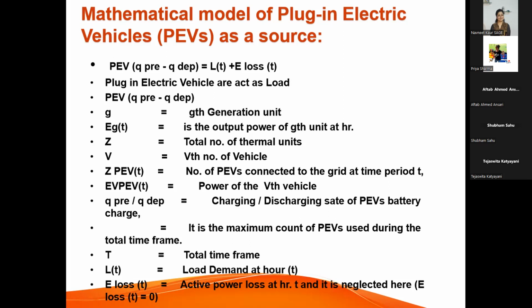How will this algorithm take place? Here you can see the equation, where the PEV will be represented by QPRE and QDER, DEP. This stands for the charging and discharging of the vehicle. This charging and discharging of the vehicles will be taken as the total load demand plus the losses which any thermal unit is committing.